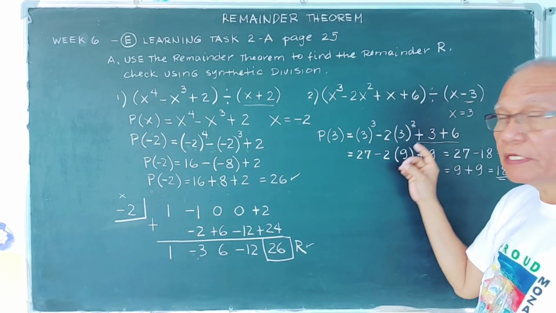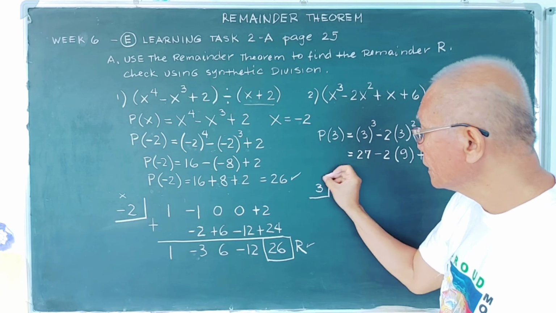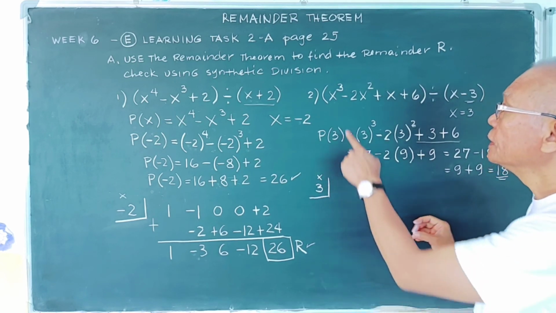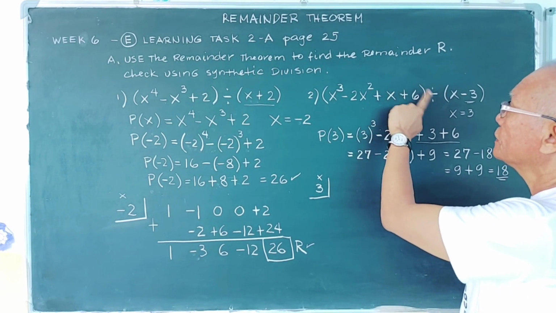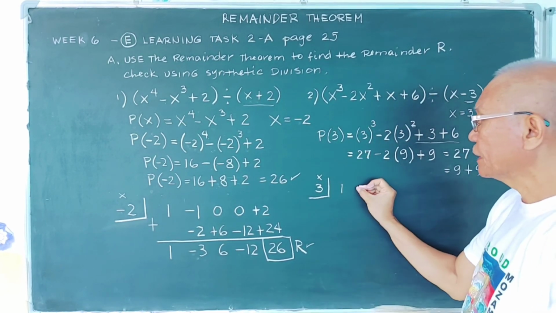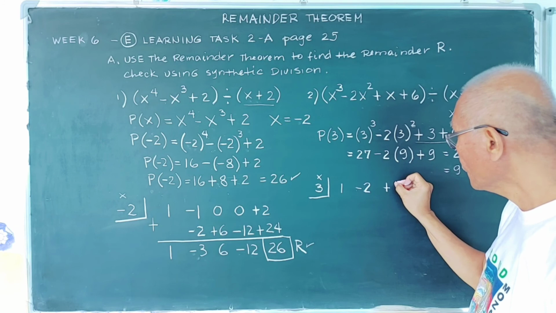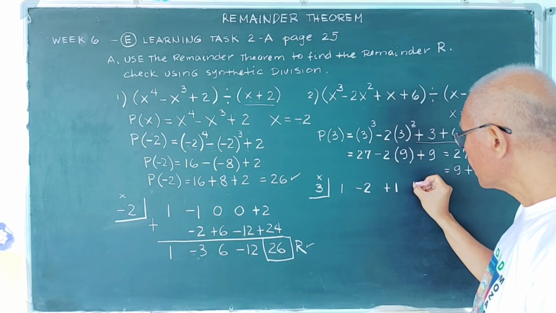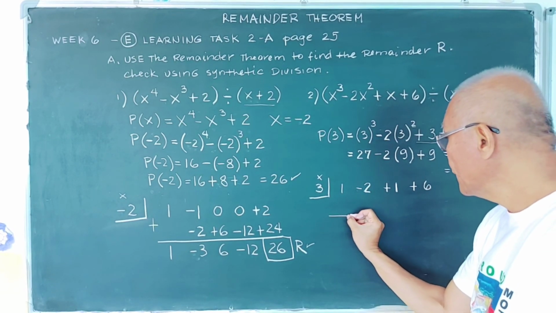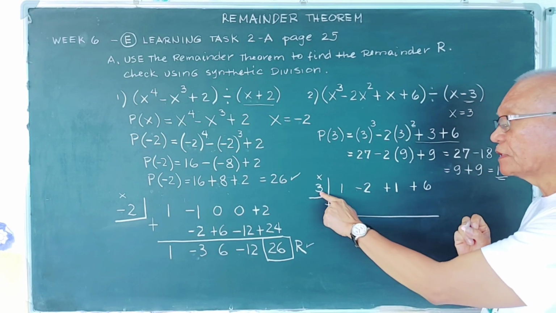Synthetic, o x minus 3, 3, therefore pang times siya. So, we have 3, yun ang pang-multiply natin mamaya. Alright, numerical coefficient. Naka-arrange na ba siya? 3, 2, 1, and then it's complete. So, wala tayong problema. We have 1, and then negative 2, and then positive 1, and then positive 6. Lagyan ng line dito, at lagyan ng plus. I-plus lahat dito.